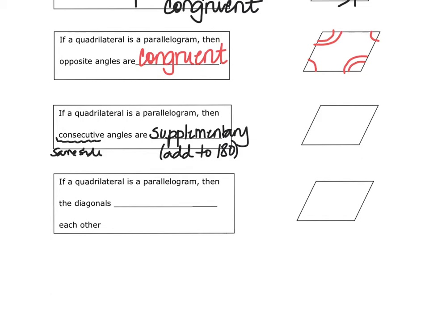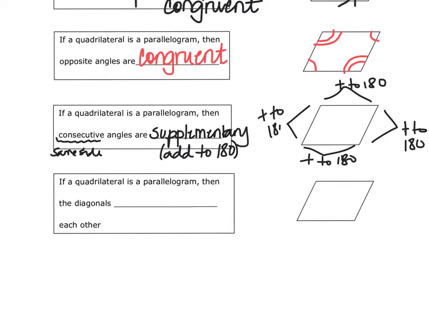For example, these two angles right here are consecutive angles. As we go around the parallelogram, there would be one and this would be the next one. So those are consecutive angles, and they're supplementary, so they add up to 180. All right, and these two add to 180, and these two add to 180, and these two add to 180 because they're consecutive angles. So for example, these could be 120 degrees, and these could be 60-degree angles.